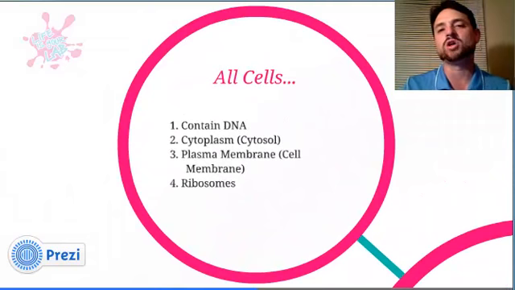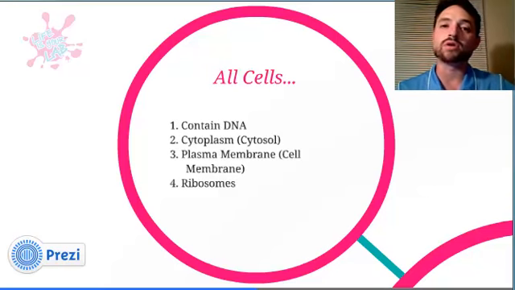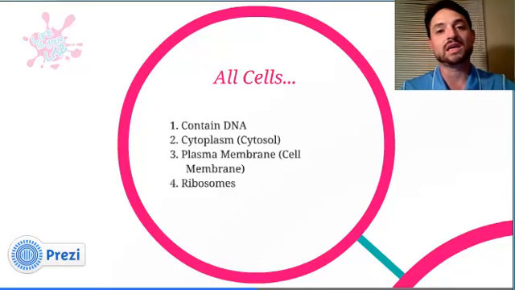What are some things that all cells have? If we're speaking generally about cells, all living cells contain DNA. And that's everything from the prokaryote bacteria cells all the way up to the most advanced eukaryotic organisms and their cells. We have DNA in those cells.